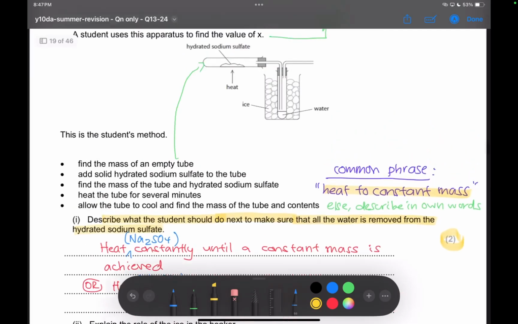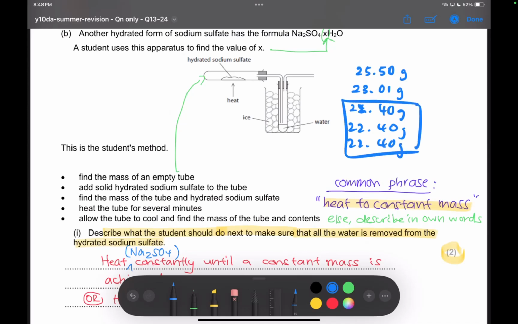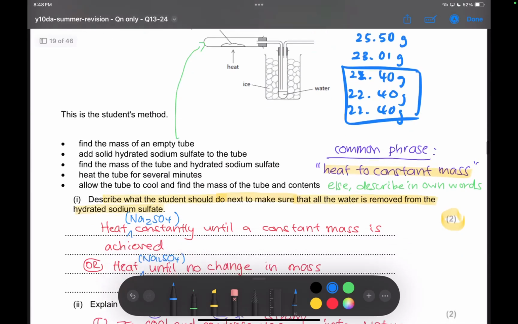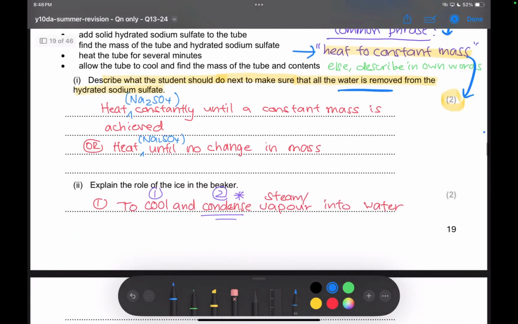What this basically means is you want to make sure at the end of the day, say for example, you start off with like 25.50 gram. After 60 seconds, it dropped to this. And then like something like that. And then you notice that no matter how long you heat, the mass remains the same. This shows that all the water molecules have been removed. So this is what we meant by heat to constant mass, to make sure that all the water is removed. These 4 words here will get you your 2 marks. Other than that, you can think about how to describe this process, heat to constant mass, in your own words, if these 4 words are a challenge.